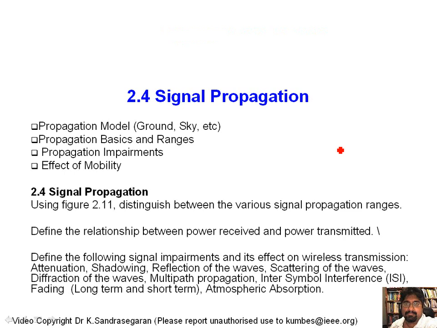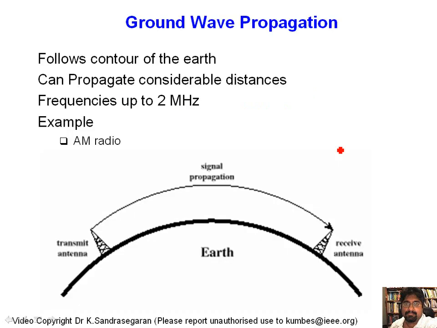The next point is about propagation models. How do electromagnetic signals travel between the transmitter and the receiver? Now, as time went on, we started on the lower frequencies and we moved up into higher and higher frequency bands. So for most of the lower frequency communication, frequencies up to about 2 megahertz, the electromagnetic signal can actually follow the contour of the Earth, and you can propagate quite large distances using this.